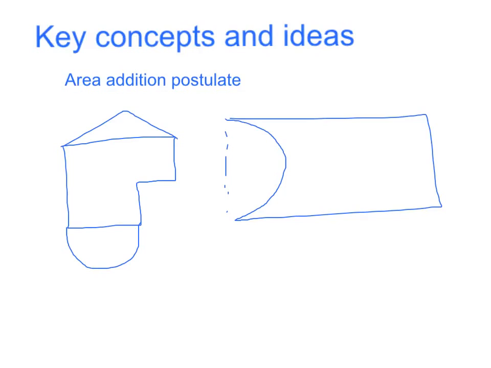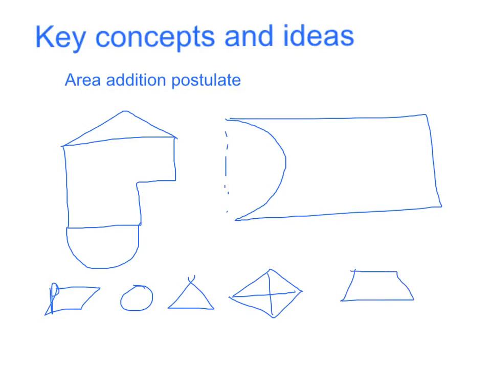So we should be able to find the area of a parallelogram, the area of a circle, the area of a triangle, the area of a rhombus or kite, and the area of a trapezoid. I think that covers them all. Parallelogram, of course, would include the square and the rectangle. All right, this concludes the lesson.